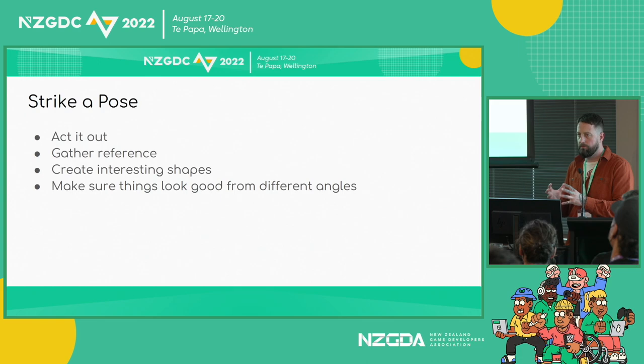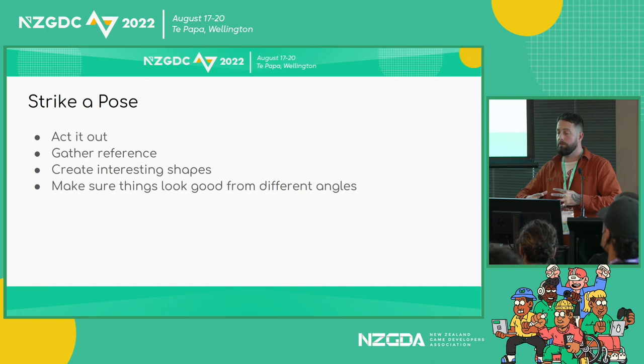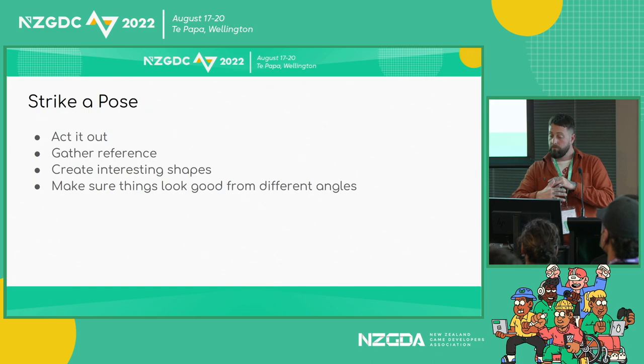When you're posing something, it's exactly the same. You need to be able to look at something from one angle, pose it, turn it around, see if it's working, you know, tweak this, tweak that, but constantly be moving around.